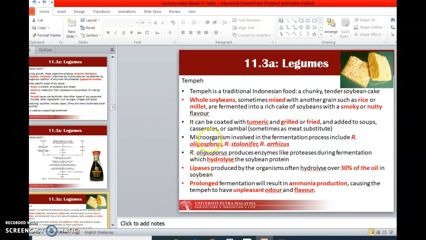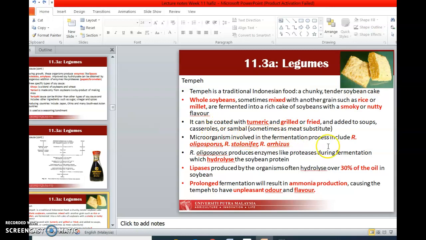Next one, still legumes. We'll take another example, which is tempeh, a famous Indonesian food made from soybean as well. Usually it is whole soybean, but sometimes it can be mixed with other grains such as rice. I've never tasted this one so far. Then they are fermented into a rich cake using the starter culture. In Indonesian and Malay, we call this starter culture ragi. It can be cooked with turmeric and so on.